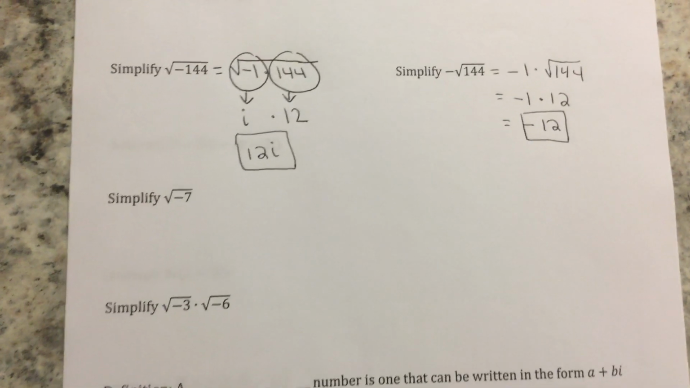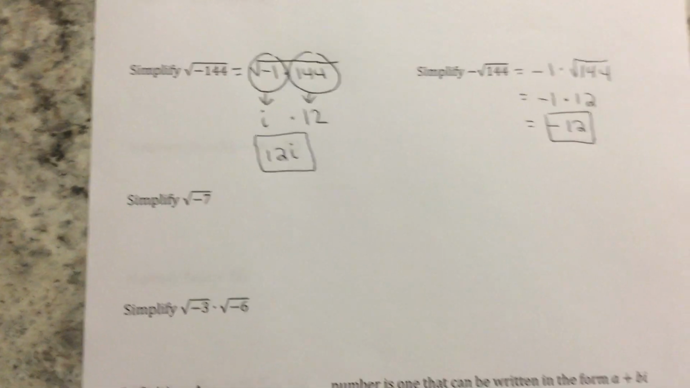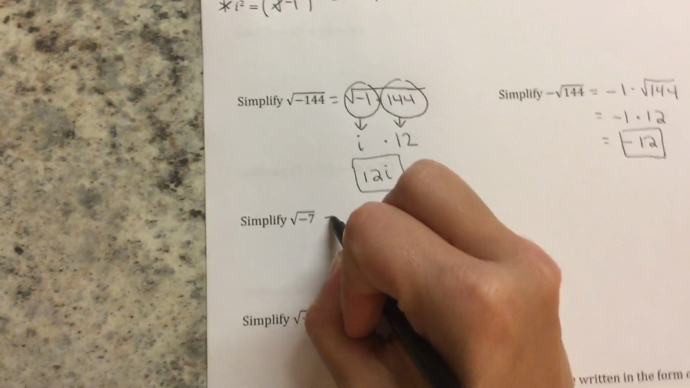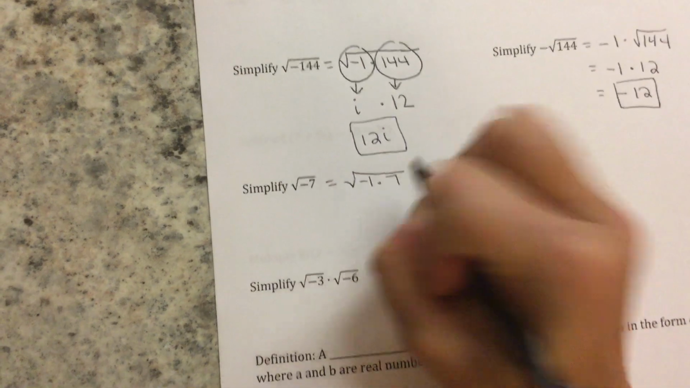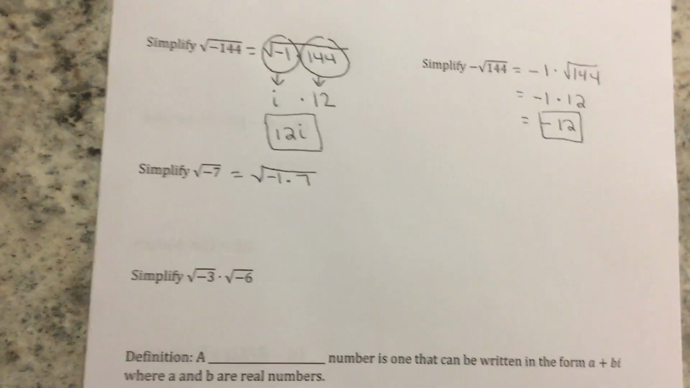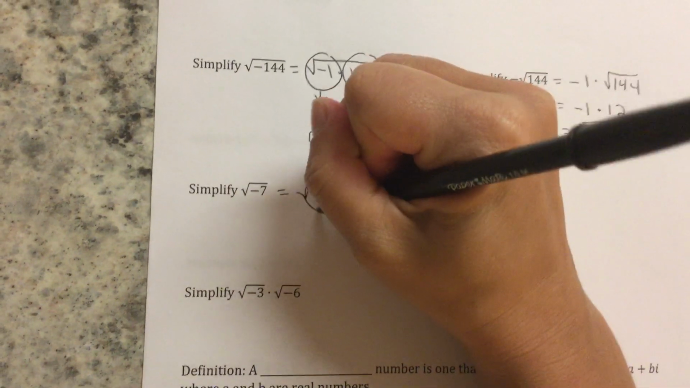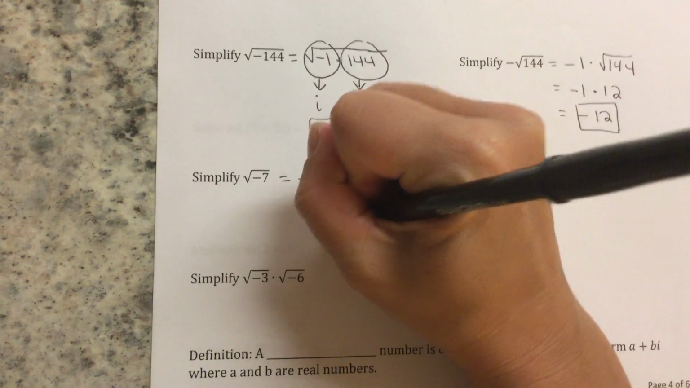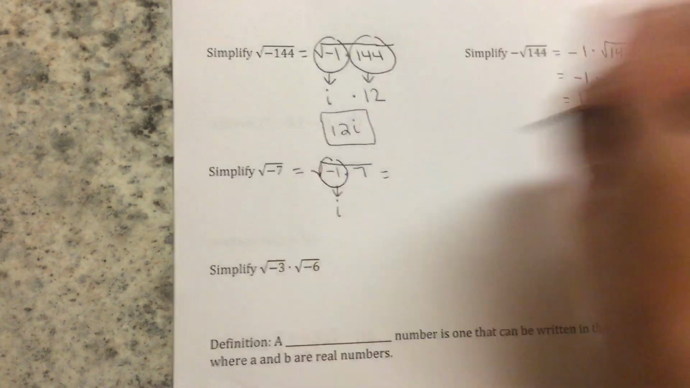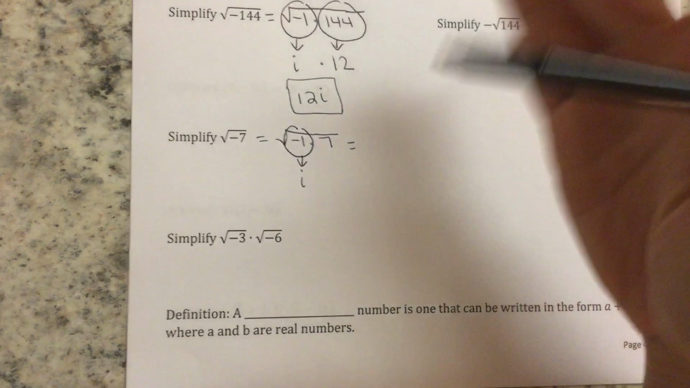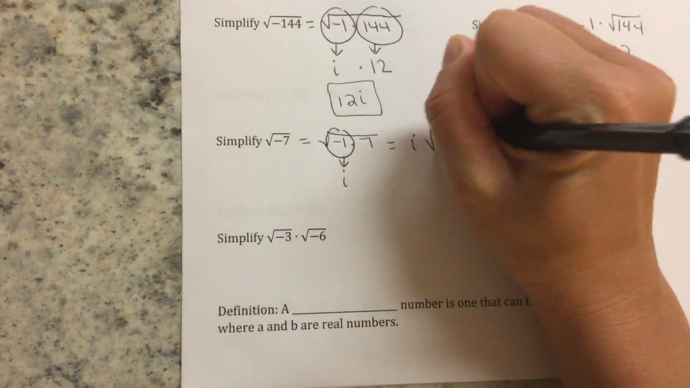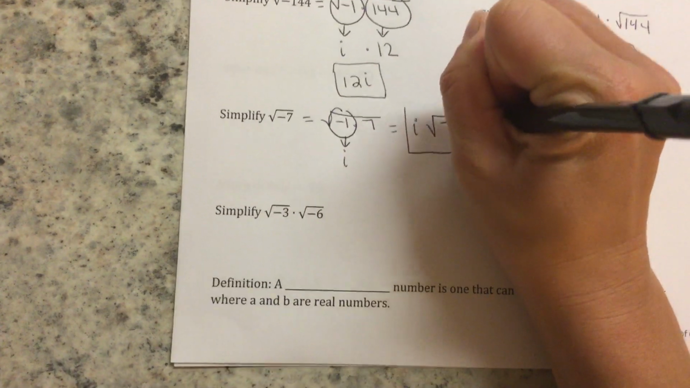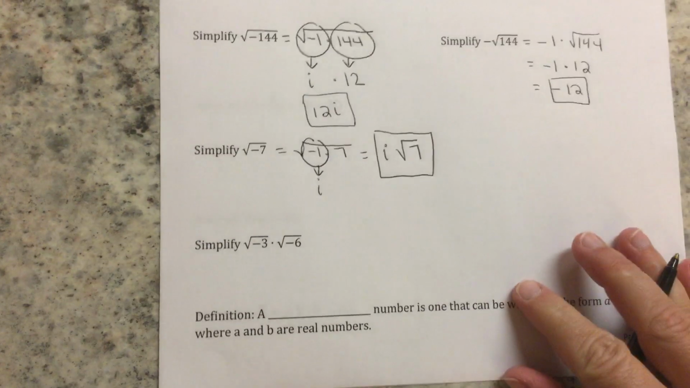So the next one I have the square root of -7. I can't break up 7, but I can break this up into -1 times 7. The square root of -1 we know is i. Like we said before, 7 cannot be broken up, so no pairs can come out. So I have i coming out and that 7 is left underneath the radical. So my final answer is i square root of 7.